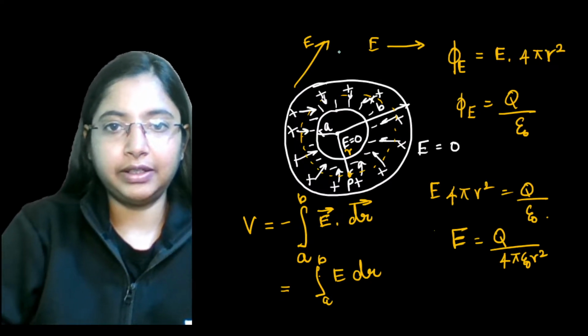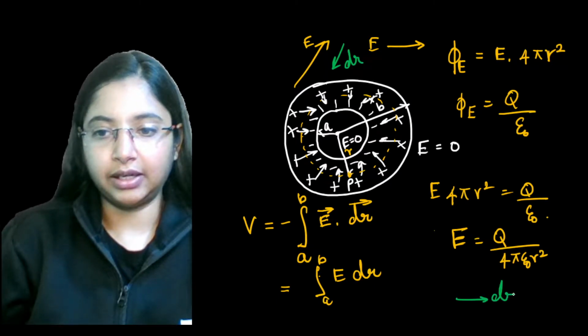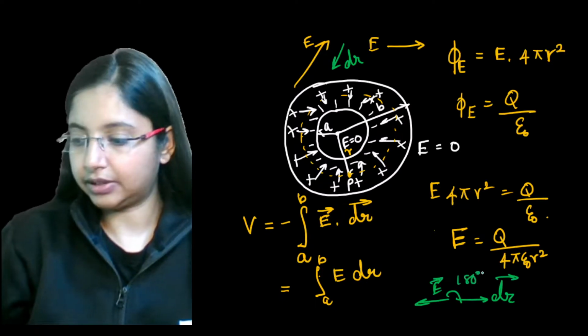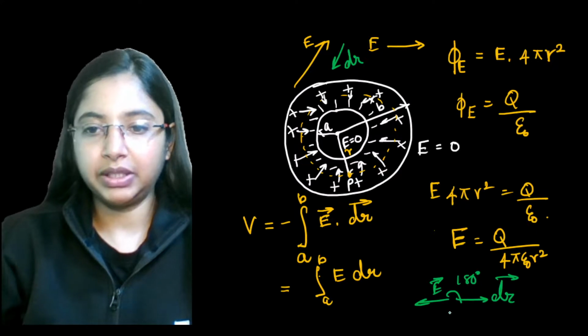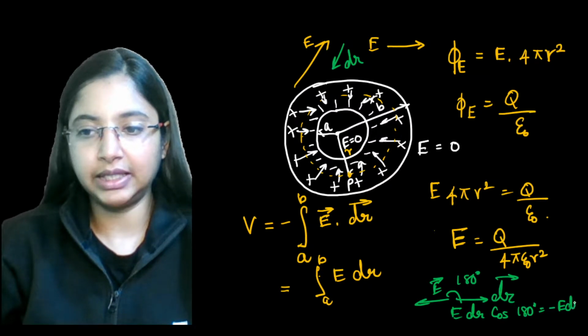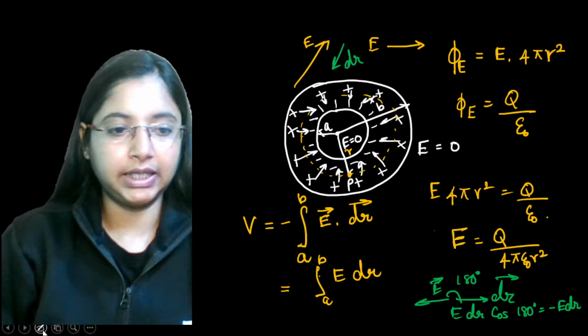The r vector is coming in this direction, and dr is in another direction. So one is in this direction, another is in this direction. The angle between them is 180 degrees. If the angle between them is 180 degrees, then E dr cos 180, and cos 180 is minus 1, so you get minus E dr. Minus into minus, if you substitute for that, you will get E dr.